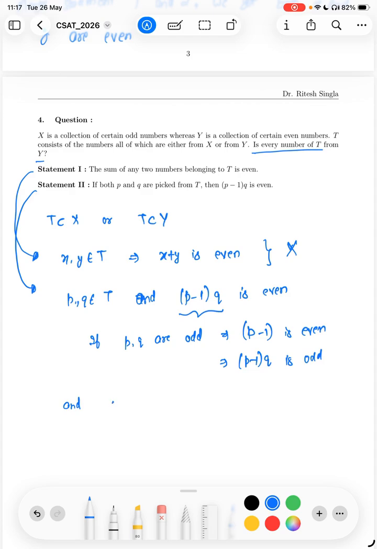And if P and Q are both even, this implies (P minus 1) into Q is even. So again, you cannot really justify whether all the numbers are even or odd. So even if we have both the statements, we cannot justify anything. We cannot guarantee that all the numbers are even. So option D is correct.